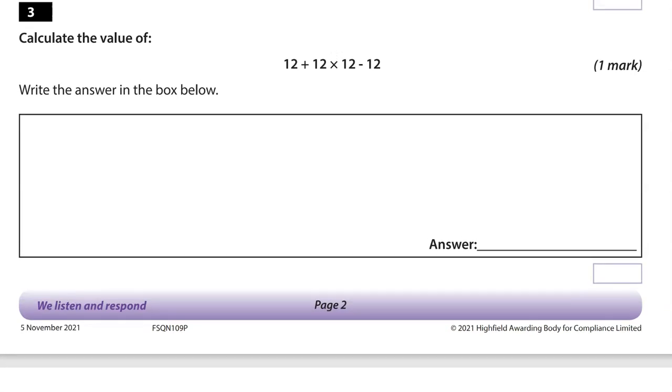Calculate the value of 12 plus 12 times 12 minus 12. Write the answer in the box below. Okay, so we've got addition, multiplication and subtraction to do. We know that we need to do multiplication before we do addition or subtraction. So this one has priority. So that's why we're going to do 12 times 12 first, that is 144. If you don't know that, you can work it out.